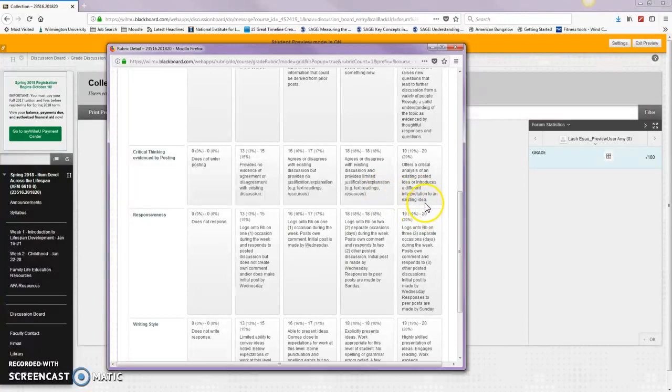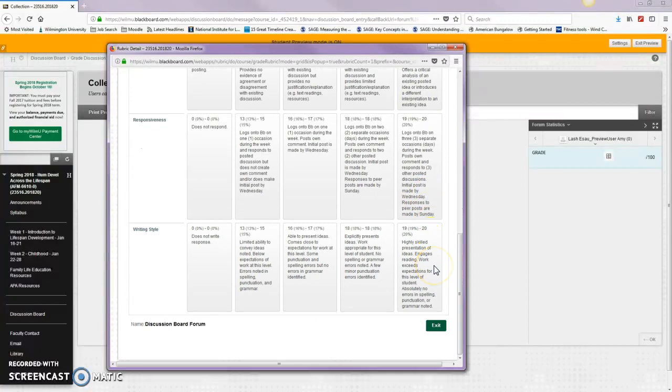You'll also want to think about how you introduce a different interpretation of an existing idea, or provide some critical analysis of what has been posted or in your initial post as well.